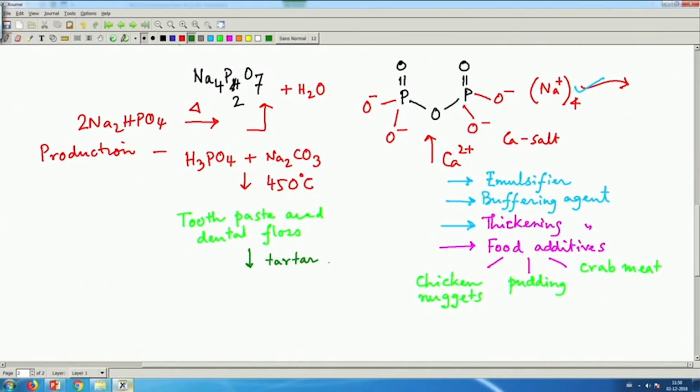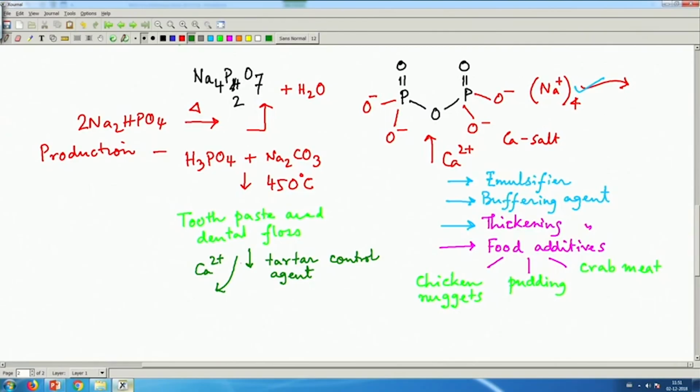So, it is a tartar control agent. Why do we get tartar? Because we get deposition, like the deposits in boiler material. We can have calcium deposition also, because from our food material and other contents we take, even in water, we can have a sufficient amount of calcium as well as magnesium.